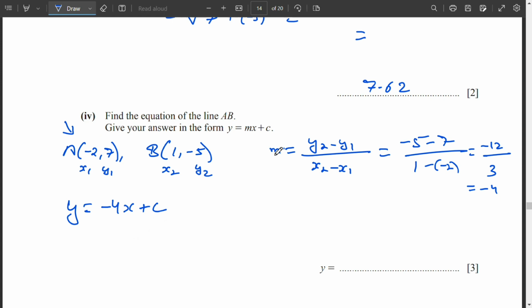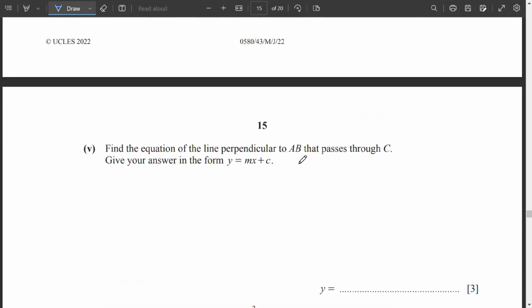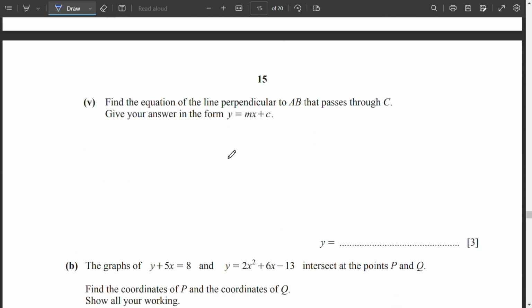And we can take this point because it's line AB only. It is passing through minus 2, 7. So substituting x as minus 2, y as 7, we'll get c. So this is 7 equals minus 4 into minus 2 plus c. Minus 4 into minus 2 is 8. 7 minus 8 is minus 1. So minus 1 equals c. Okay, so we can substitute minus 1 in this equation. So our equation will be y equals minus 4x minus 1. Yeah, that's the answer.